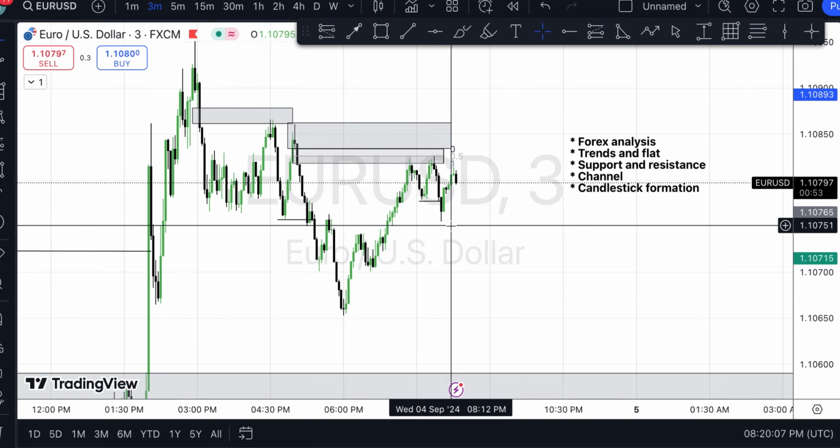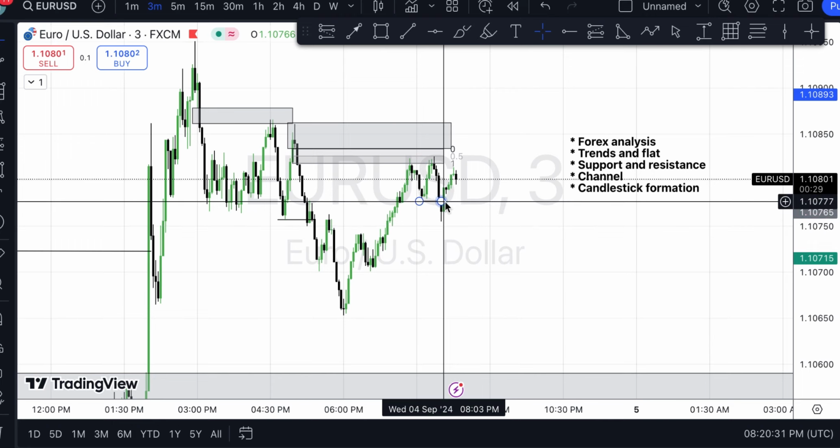We are going to be looking at trends and flats. Understanding trending and flat markets, also known as ranging markets, is fundamental for beginners in forex trading. These terms describe the different price movements in the forex market and can help you make better trading decisions.